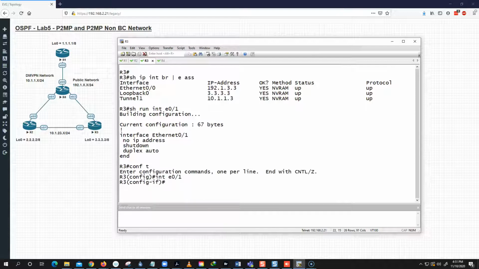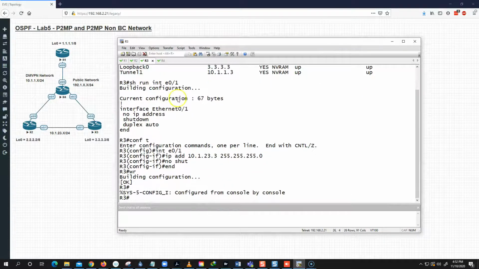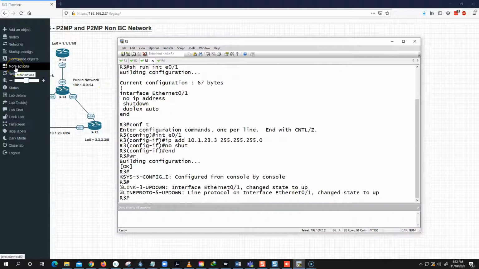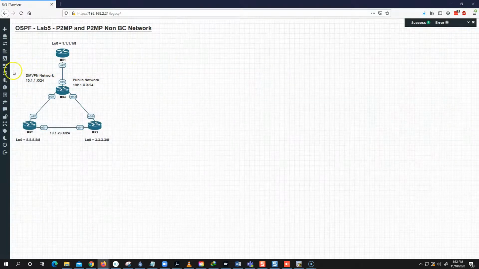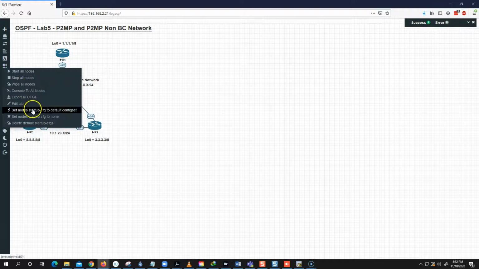So let's go on Ethernet 0/1 and put an IP address 10.123.3. Good that we saw. Always verify, always verify. As you know, I always verify before I continue, and let me save it as well. So let's go base IP addressing, load it. Let's go here. Let's go export.